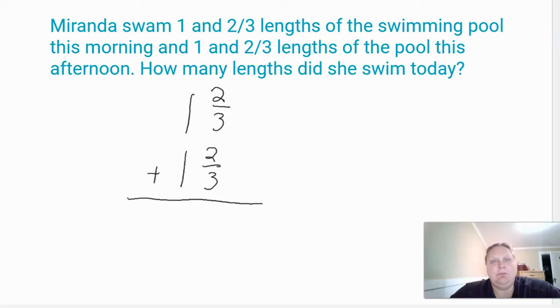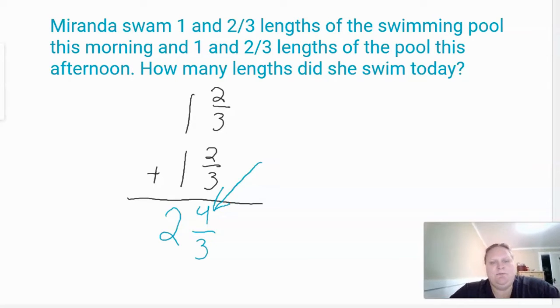To add and regroup, we just simply start by adding the whole numbers. So we have 1 plus 1 is 2. Then we add the numerators. 2 plus 2 is 4. And then we slide the denominator, which is 3. Now, this is an improper fraction because the numerator is greater than the denominator. It means the top is bigger. So we've got to fix that.